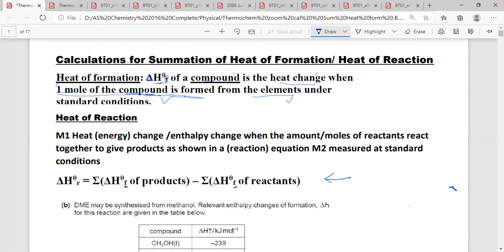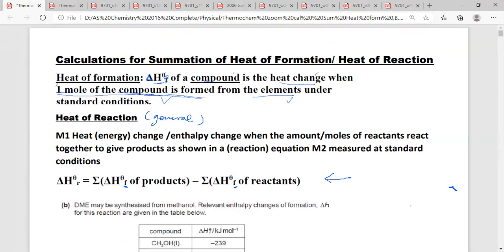Heat of reaction is a general term. Normally when they use the idea of heat of reaction, it means they don't care what sort of reaction it is. Remember, just to go over again: the heat change when the number of moles of reactants react to give the number of moles of products as shown in the equation. Remember, the keyword here is equation, under standard conditions. So this is the heat of reaction.